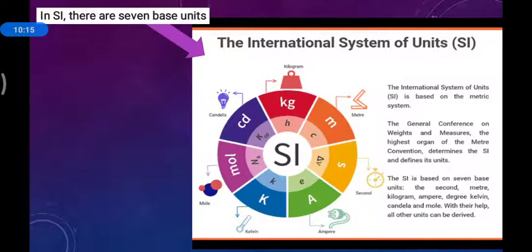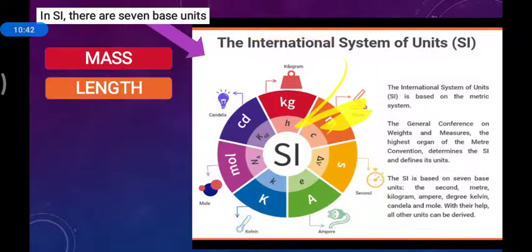As I said, the SI system is based on 7 basic units: the second, meter, kilogram, ampere, Kelvin, candela, and mole. With their help, all other units can be derived. So we start with mass, indicated by the red color. Mass you have to measure in the SI system in kg. Okay. Then we come to length, orange color. The SI unit of length is the meter, and the symbol is m. Sometimes it is measured in centimeters, cm.